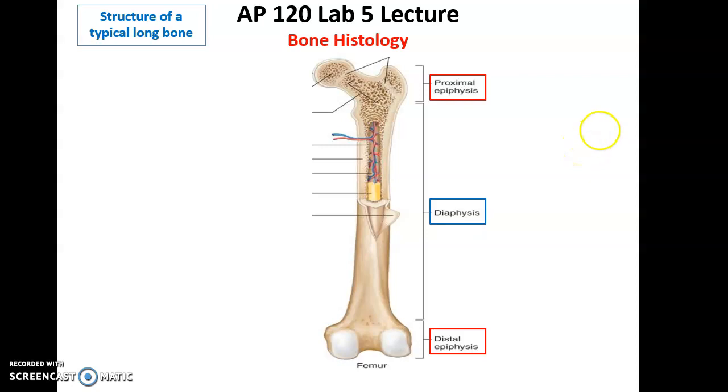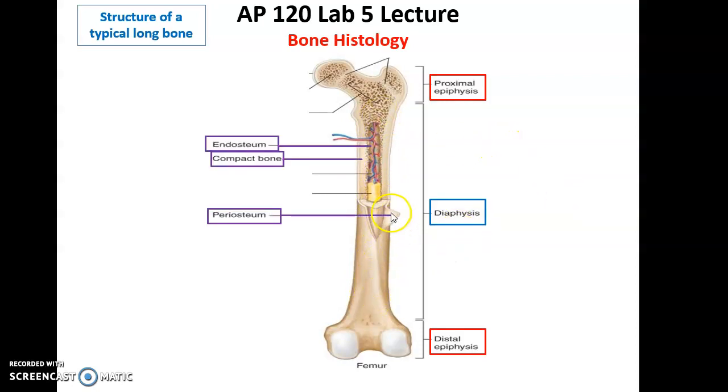So, we're going to start off by talking about the structure of a typical long bone. You can cut the long bone into three pieces. You have the proximal epiphysis at the top, the distal epiphysis at the bottom, and then in the middle is the diaphysis. There is a tissue covering, a dense connective tissue structure that surrounds the bulk of the bone surface, called the periosteum.